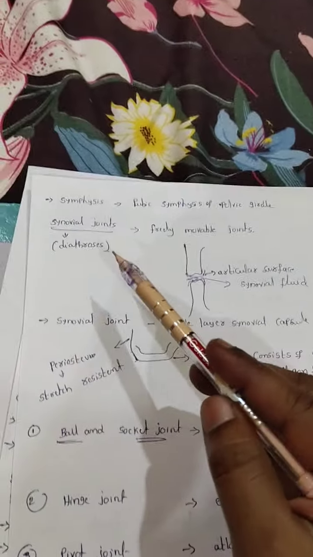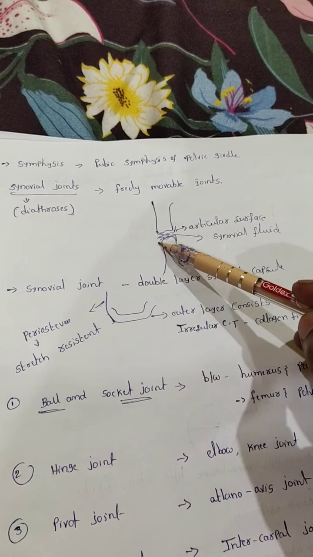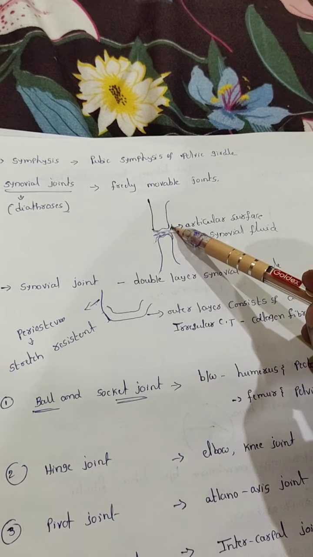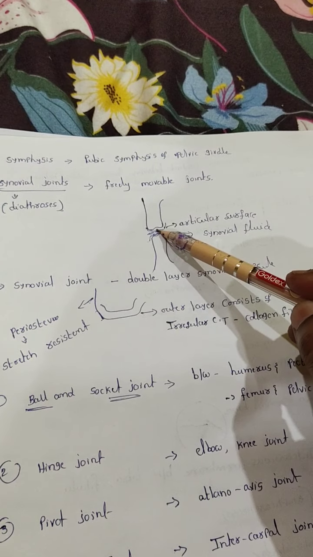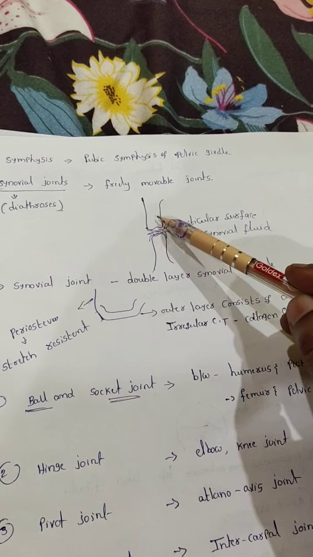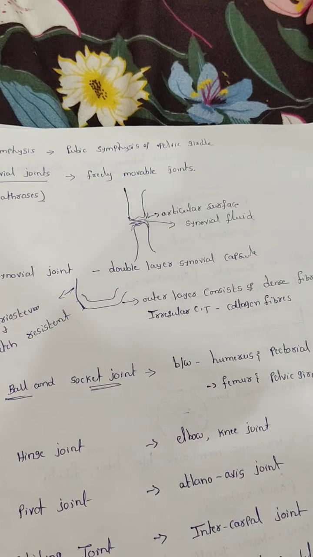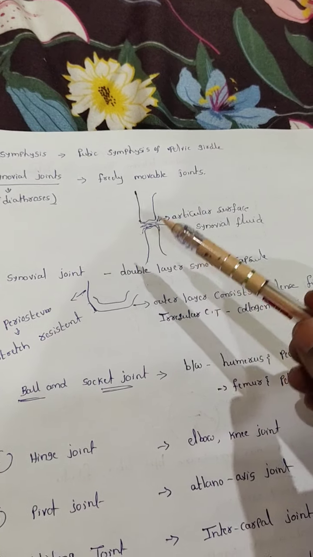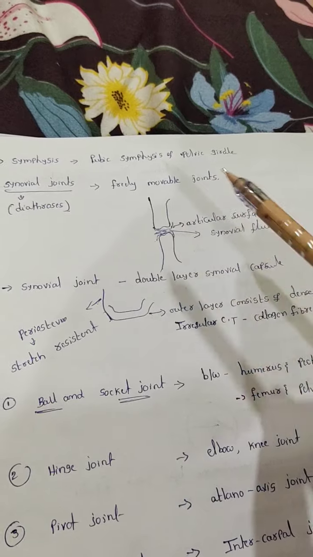And then synovial joints. See, between the bones, this is called the articular surface. Between the articular surface, they have a fluid, synovial fluid. Based upon the synovial fluid, the bones are freely movable. Here, how many layers does this articular surface have? A double layer. Here they have a double layer.